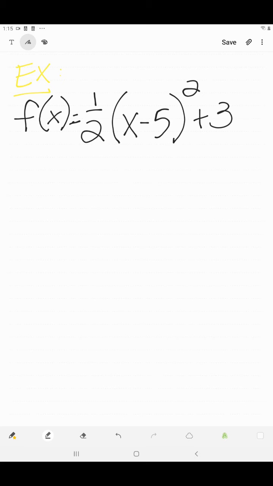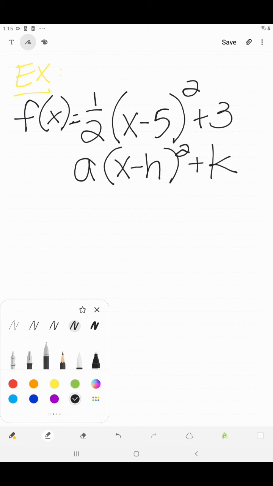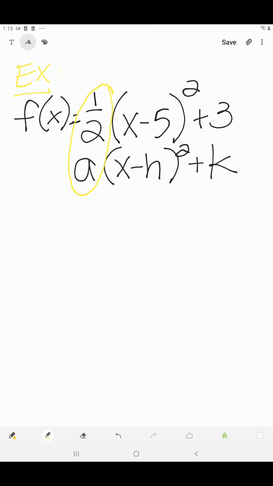Now what I always like to do is go ahead and write the vertex form right underneath it so we remember what it looks like. a times (x minus h) squared plus k. And doing so, we can easily identify what all these values are. Here a is positive 1/2. Since it's positive, it's concave up.